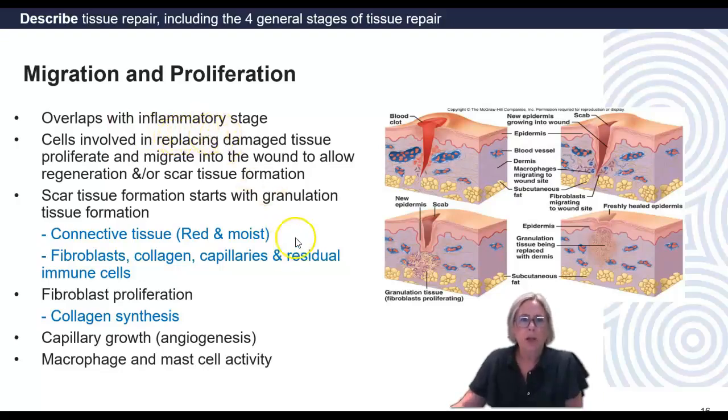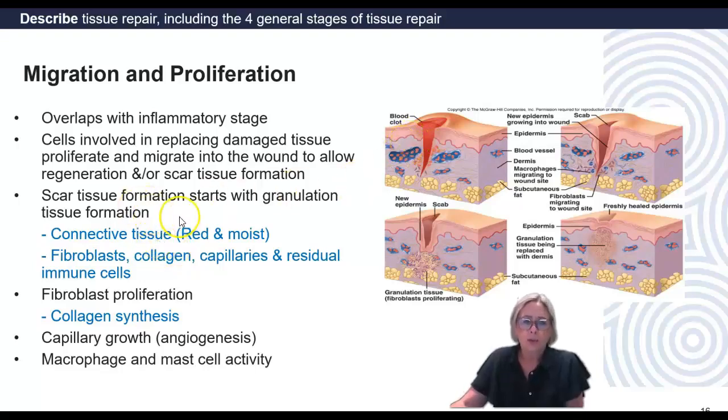We'll briefly look at the migration and proliferation phase now of tissue repair, which does overlap with the inflammatory stage. What it involves is cells replacing damaged tissue, proliferating and migrating into the wound to allow either regeneration or scar tissue formation. So here you can see we've got a wound that has extended down through the epidermis and into the dermis, and you can see we've got the first phase of tissue repair being coagulation and that blood clot forming.